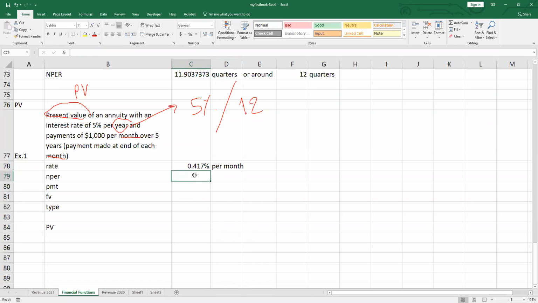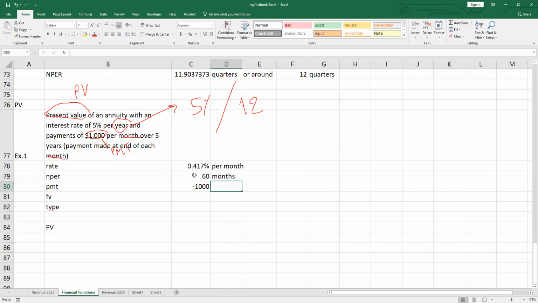Next, we talk about payment of 1,000 per month. This means a PMT for sure, but be careful: payment of 1,000 per month means that you pay out, so it must be negative 1,000 dollars per month. Next, over 5 years, we have the n per, and we have to change it to number of months first, so you multiply 5 by 12 and you get 60 months. PMT is negative 1,000.